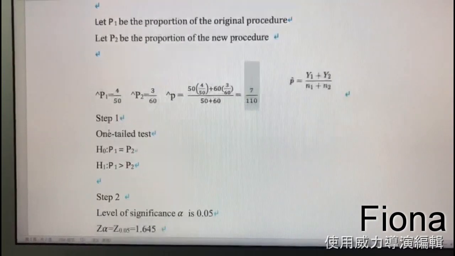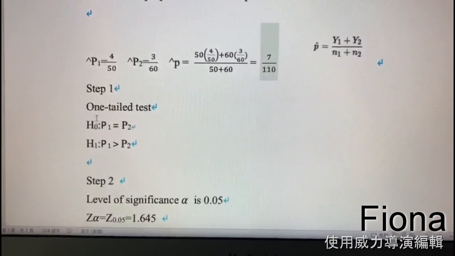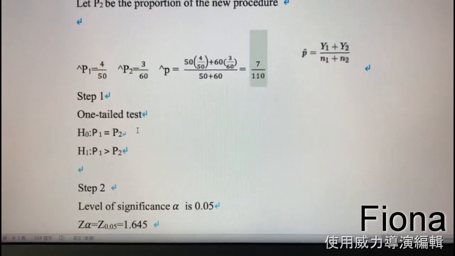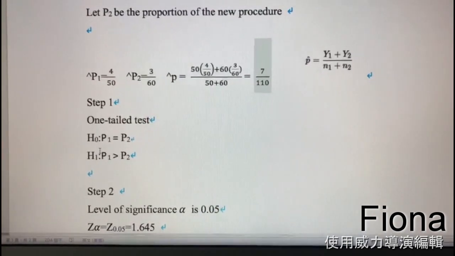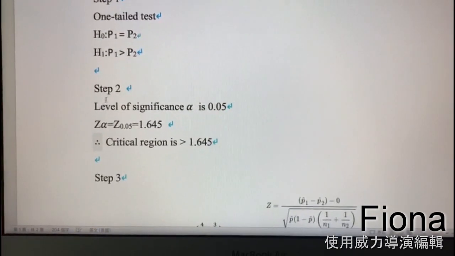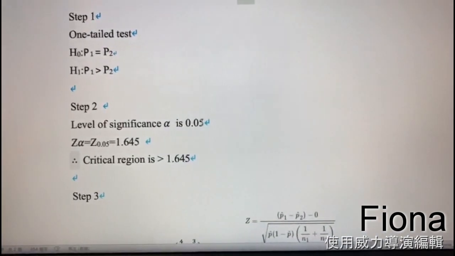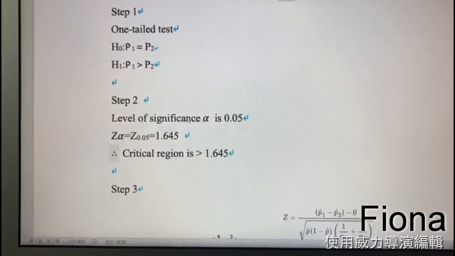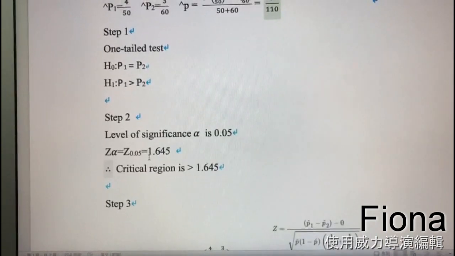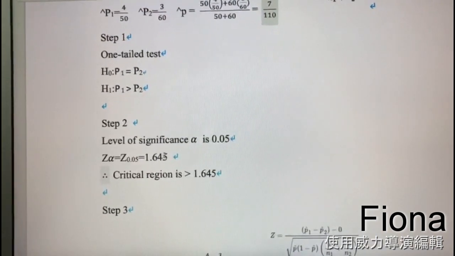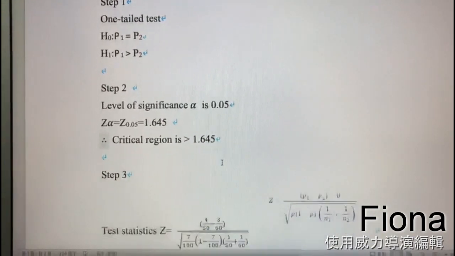In step 1, from the question we can see that it is a one-tailed test. We assume H0 is P1 equal to P2, and H1 is P1 larger than P2. In step 2, as the level of significance alpha is 0.05, from the normal distribution table, the probability is 1.645, so the critical region is larger than 1.645.